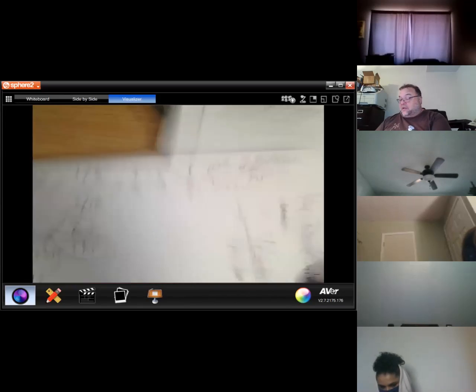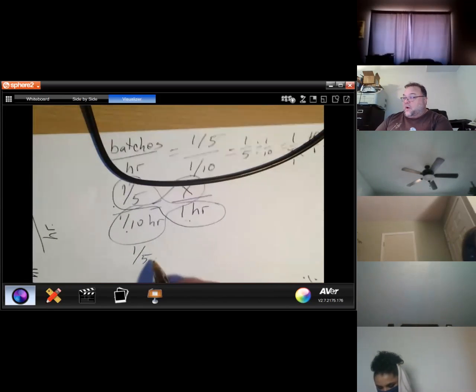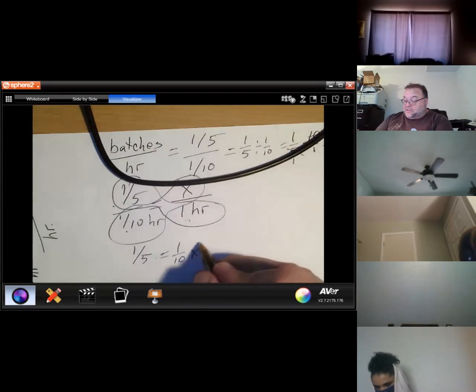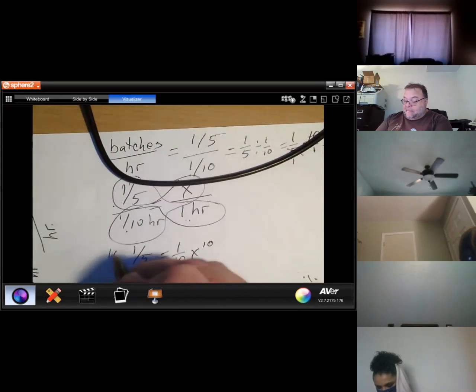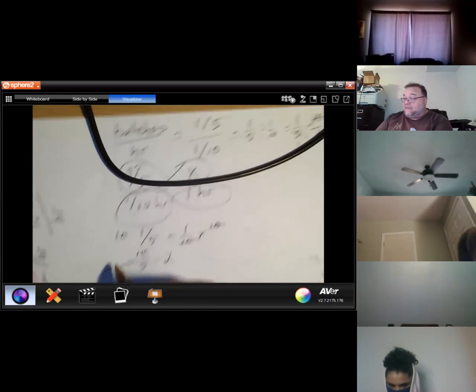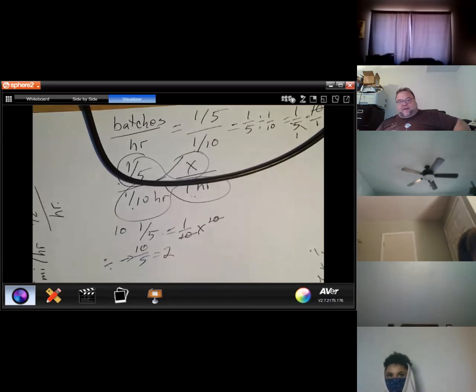So this tells me I've got 1/5 equals 1/10 x, right? I multiply both sides by 10, because that allows me to cross cancel here, right? And I get 10 over 5, which equals 2, because this means division, and 10 divided by 5 is 2.